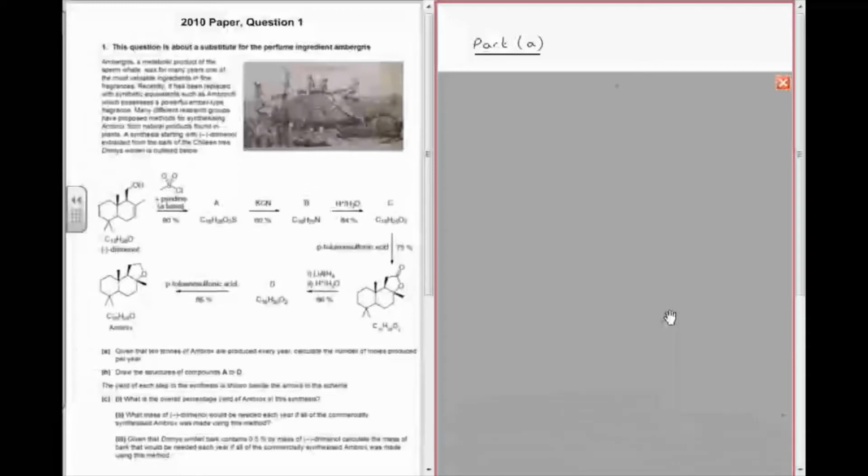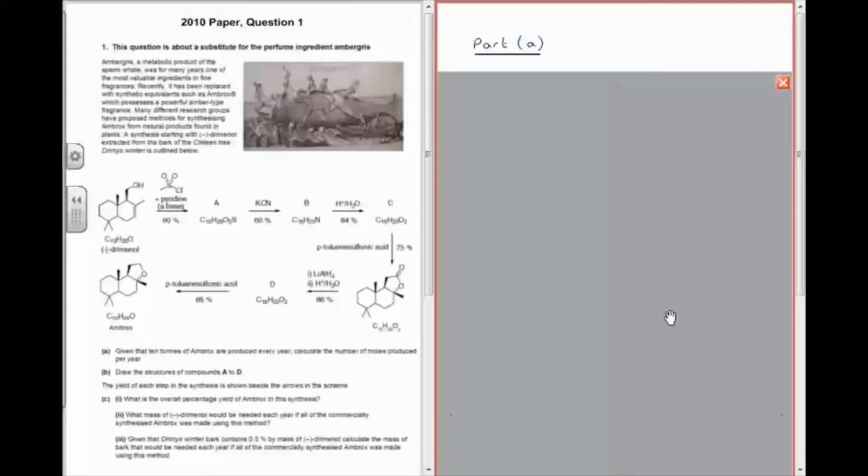This is question 1 from the 2010 paper, and this question is about a substitute for the perfume ingredient ambergris. Ambergris is a metabolic product of the sperm whale and was for many years one of the most valuable ingredients in fine fragrances. Recently, however, it has been replaced with synthetic equivalents such as ambrox, which possesses a powerful amber-type fragrance. This question discusses one possible synthetic route to ambrox, which starts from driminol, which can be extracted from the bark of the Chilean tree Drimys winteri.